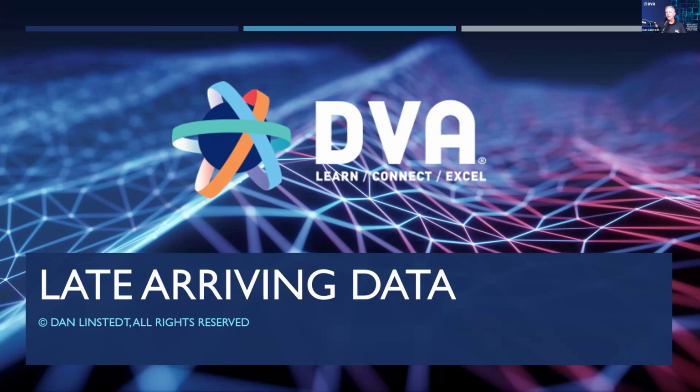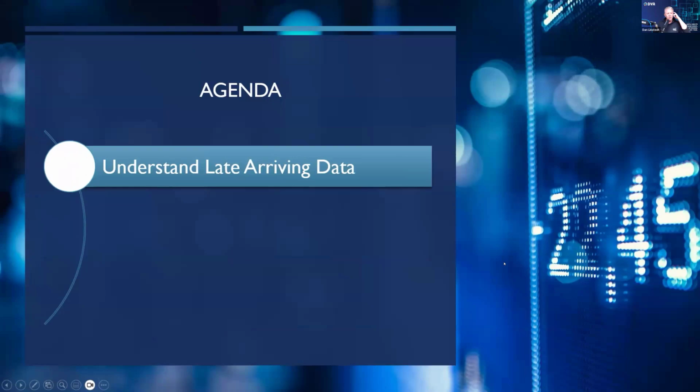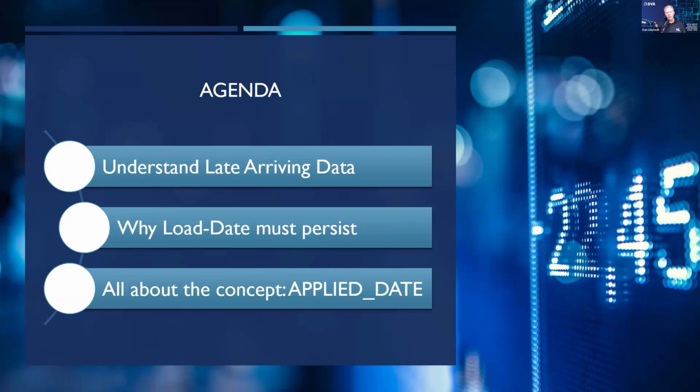So beyond that, I don't have much time, so let's get into it. Late arriving data. This is a very brief, high-level overview talking about late arriving data, and I promised a few of you to mention some of the ideas that Kent brought up. So this is my agenda for now. We're going to talk a little bit about understanding late arriving data, why load date must persist, and then we'll finish it up with all about the applied date concept. And what does this have to do with Kent's presentation? Unfortunately or fortunately, quite a lot.